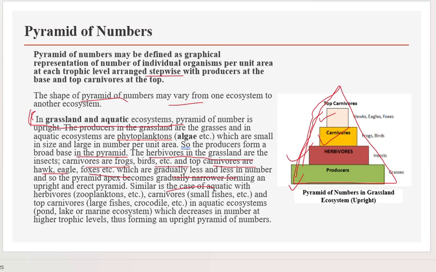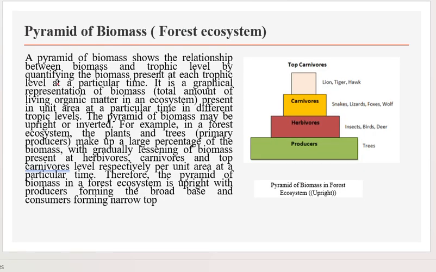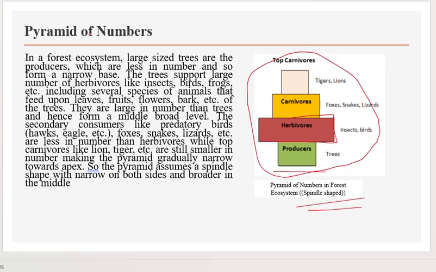Okay, then we come to the forest ecosystem. Pyramid of numbers in a forest ecosystem. The large tree is the producer. Please remember, the producer is a large tree. Large trees are fewer in number, so they form a narrow base at the first trophic level.